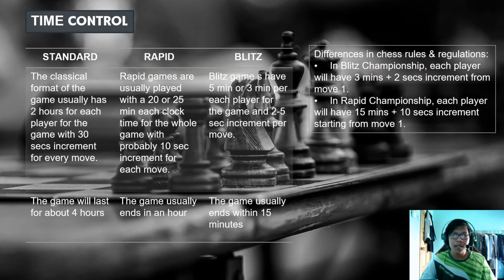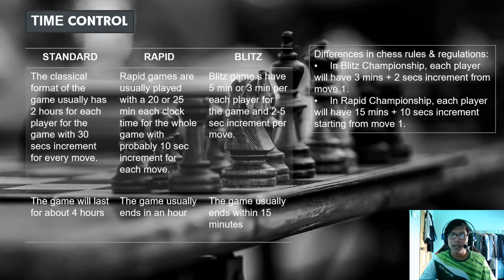For rapid games, it is usually played with a 20 or 25-minute clock each for the whole game, with probably 10-second increment for each move, and the game usually ends in an hour. And finally, for the blitz, it is sometimes split as 5 minutes or 3 minutes per each player, and with 2 to 5 second increment per move. And this blitz game usually ends within 15 minutes.